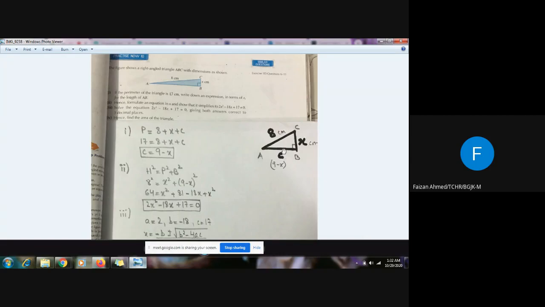Here I have drawn the right angle triangle again. This is my hypotenuse, that is 8 centimeter. This is the perpendicular x centimeter, and this is the base AB, which I am supposing as C centimeter.